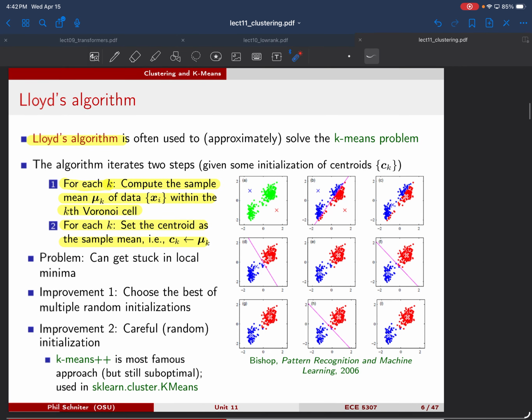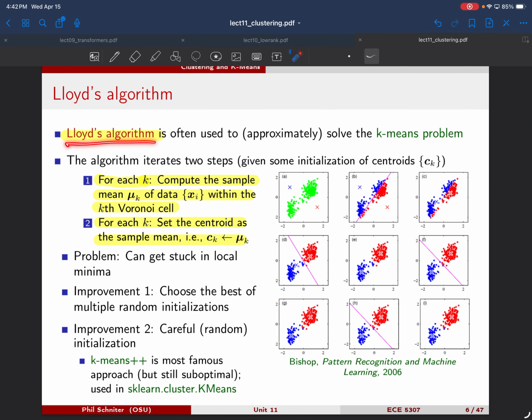Okay, so is that making sense, Lloyd's algorithm? Just iterating, it's 2 steps. Compute the sample mean, set the center as a sample mean, and so on and so on. Okay, so again, this is not an optimal algorithm, so it can get stuck in a local minimum. So there's a couple different strategies which are common to try to improve this.